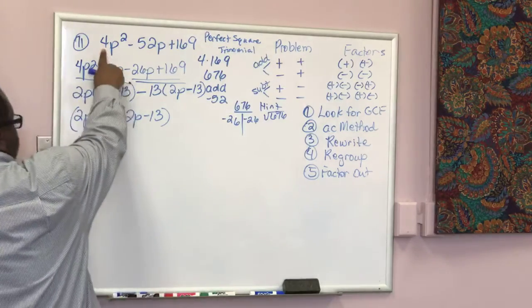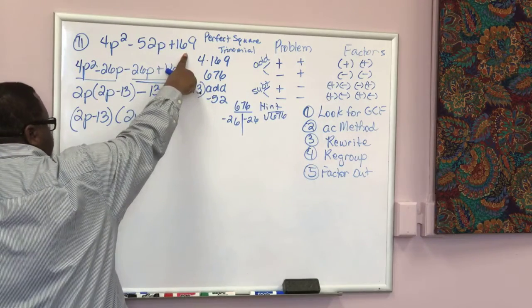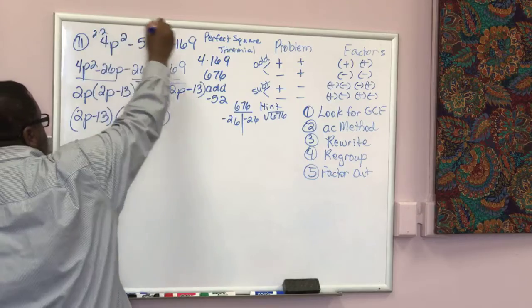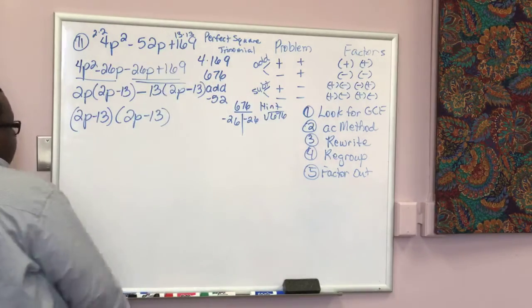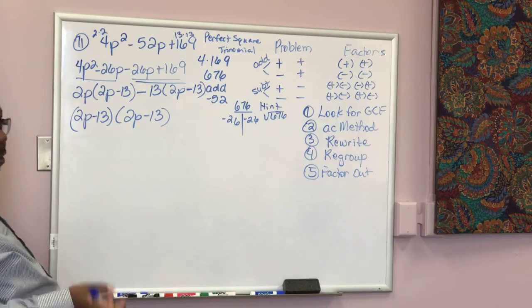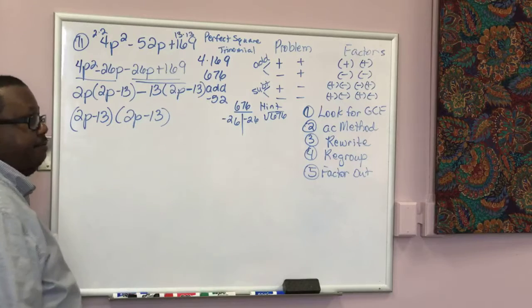Because 4 is a what? Perfect square. 169 is a what? Perfect square. You could have said 2 times 2 or 13 times 13. You still would have got the same answer right there. But you don't know that. Just apply this method. Okay?